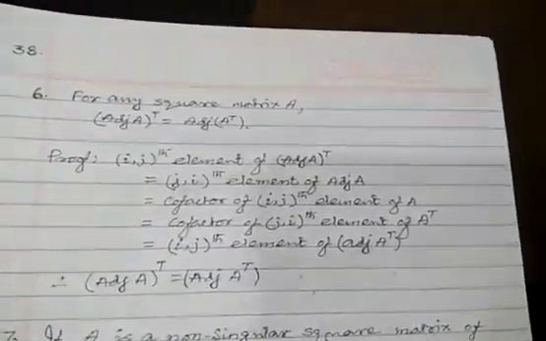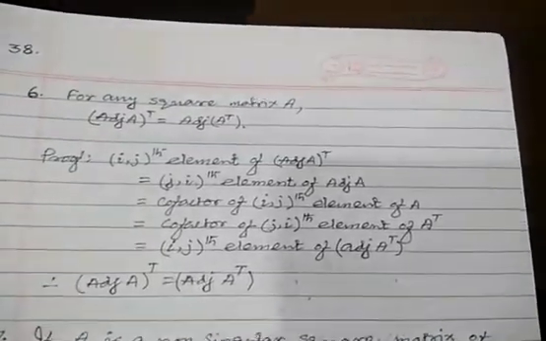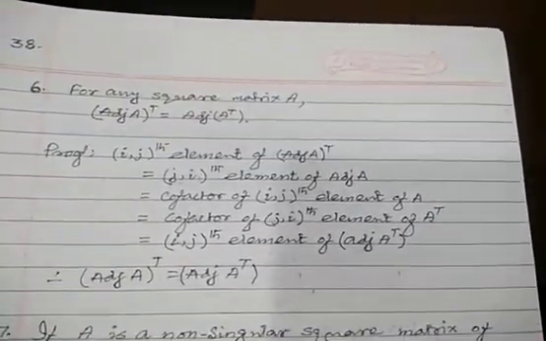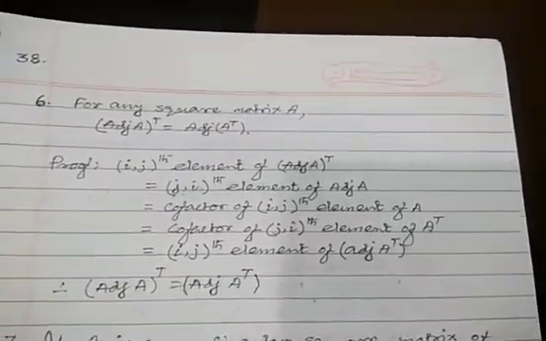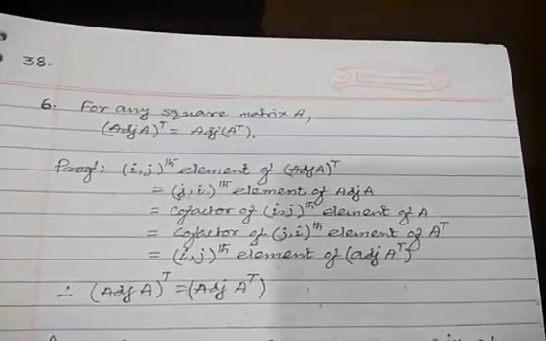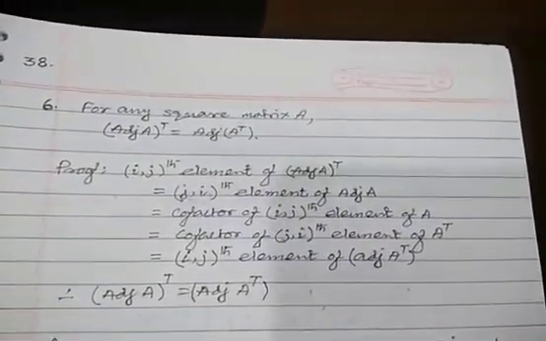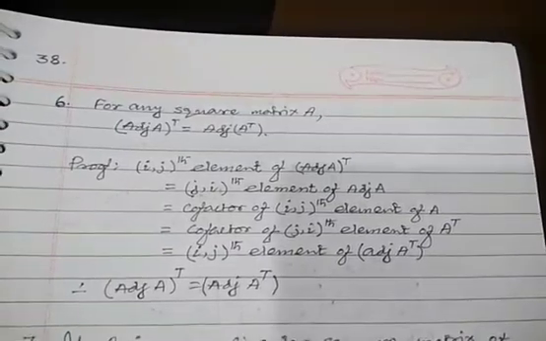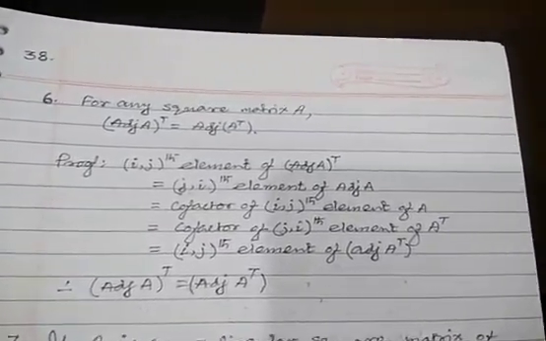Transpose of adjoint A is equal to adjoint of A transpose. We know when two matrices' corresponding elements are equal, then you can say the matrices are equal. We will apply that logic. The ijth element of adjoint A transpose is equal to the jith element of adjoint A.